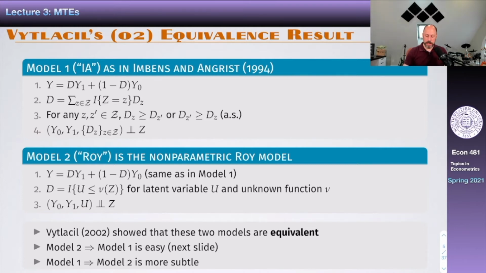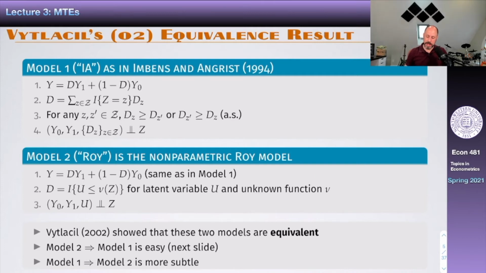What Ed showed in his Econometrica paper is that these two models are equivalent. That means model 2 implies model 1. Easy, we're going to do it in the next line. Then the tricky part is model 1 implies model 2, which I'm not going to do here because it's going to take space. But the paper is easy to read if you're interested, and it's not long. It's actually a short paper.